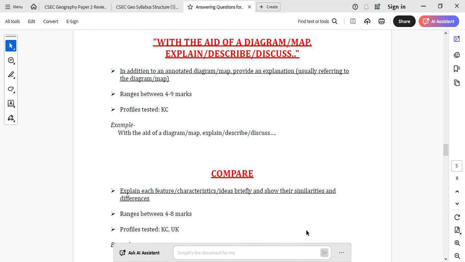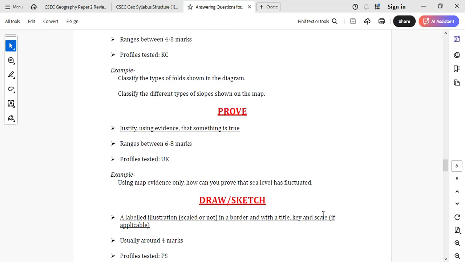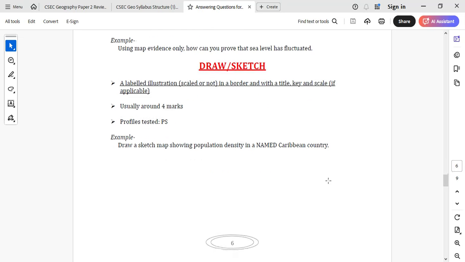And don't just say higher, lower. Use specific information, right? Classify, you already get that. Prove, you already get that. Draw, sketch, of course, you will get that sometimes. Make sure it's neat and simple. Don't try to be elaborate. Simplicity is always it. But remember your labels. Clearly label what needs to be labeled and identify what needs to be identified, right?